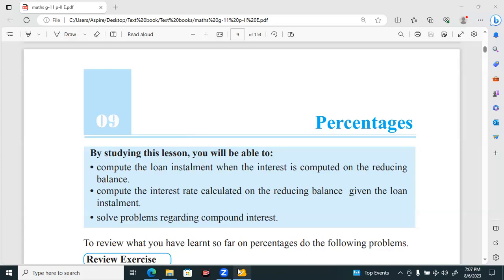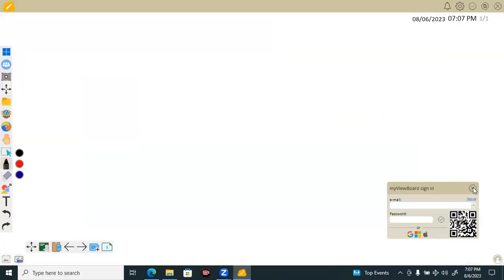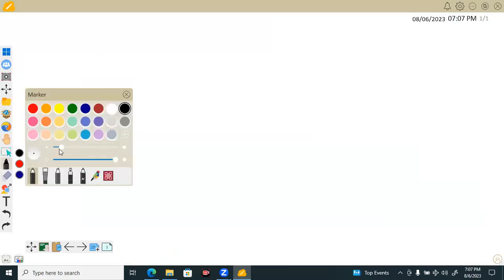Okay, write down the topic interest. Sorry, percentages. Then under percentages, first of all, in this lesson we are going to learn mainly about interest. So I will give a small introduction about interest.